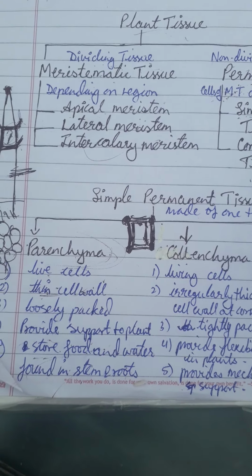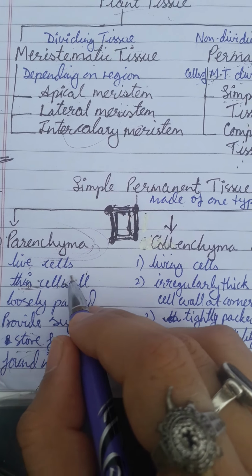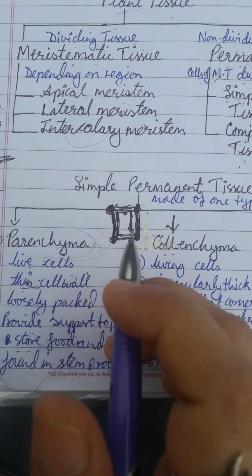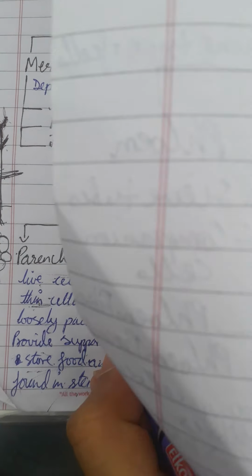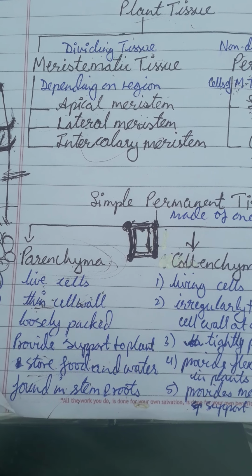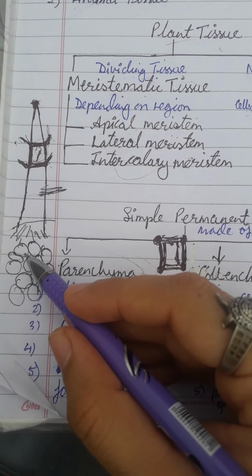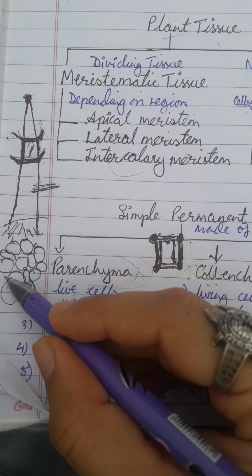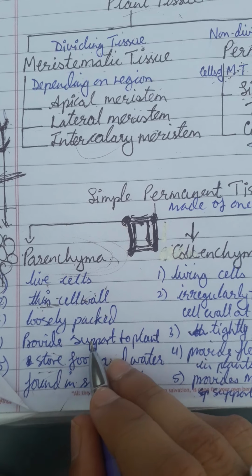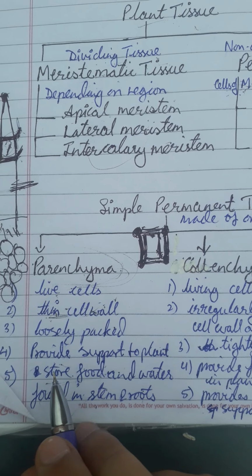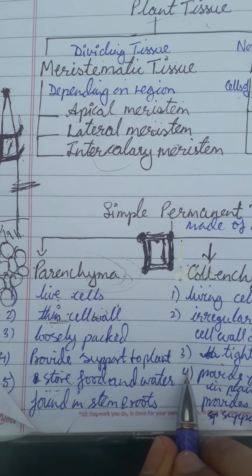The parenchyma cells are living cells. They have a thin cell wall, meaning the layer of cellulose is very thin. They are loosely packed. When you see the figure in the book, you'll see the diagram. I've shown it over here also. These cells are loosely packed. There are intercellular spaces between the cells. Now, next, it provides support to the plant. It also stores food and water.